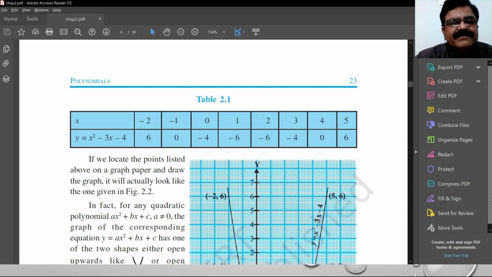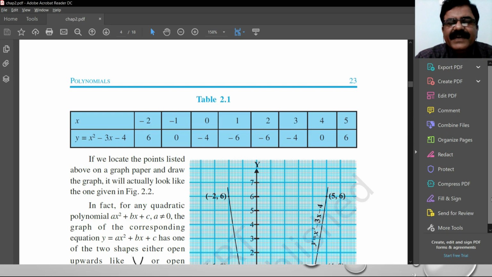For the value of x equal to -2, y can be obtained as 6. For x equal to -1, y is 0. For x equal to 0, y is -4, and for x equal to 1, y is equal to -6. For x equal to 2, y is equal to -6. For x equal to 3, y is equal to -4.